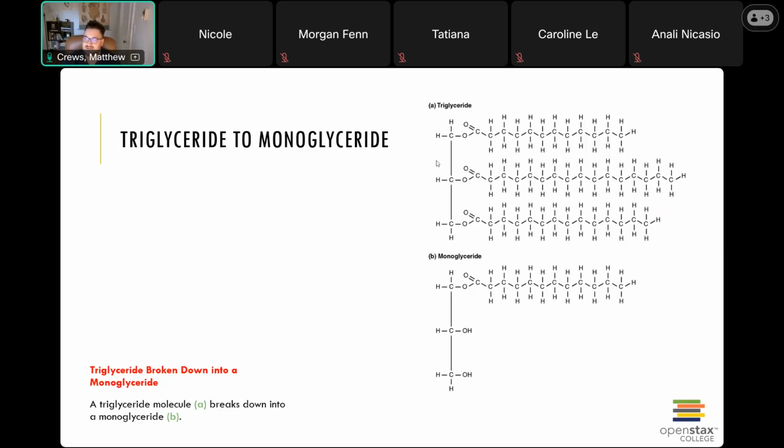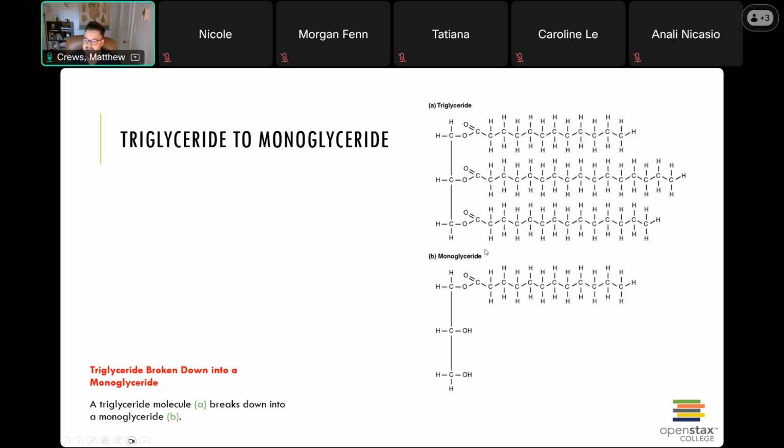There are saturated ones, which are all single bonds. There are unsaturated ones that have double bonds that get kinked. Unsaturated fatty acids are fluid, like your oils, think cooking oils, avocado oil. Saturated ones are more like butter, lard, stuff that's solid. So that's triglycerides. So that's fats.